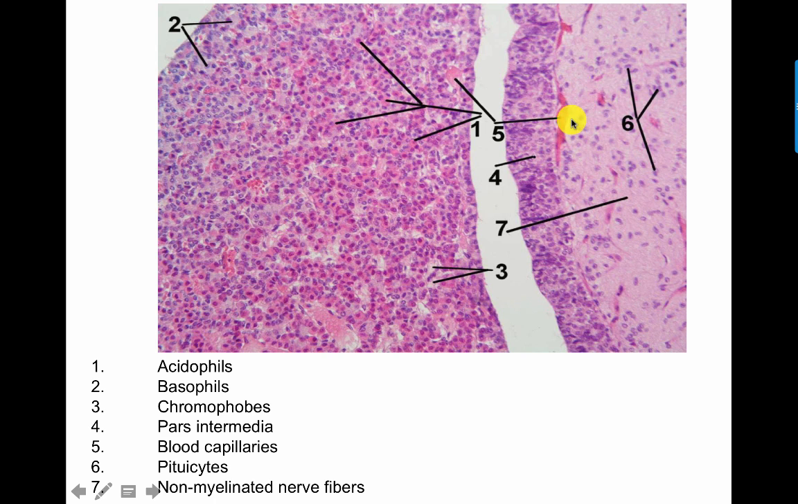Number 5, we have the fenestrated capillaries to allow the rapid entry of the hormones. Number 6 is the pituicyte nuclei. Number 7, this red area, the non-myelinated nerve fibers, which are the axons of neurosecretory cells in the hypothalamus.